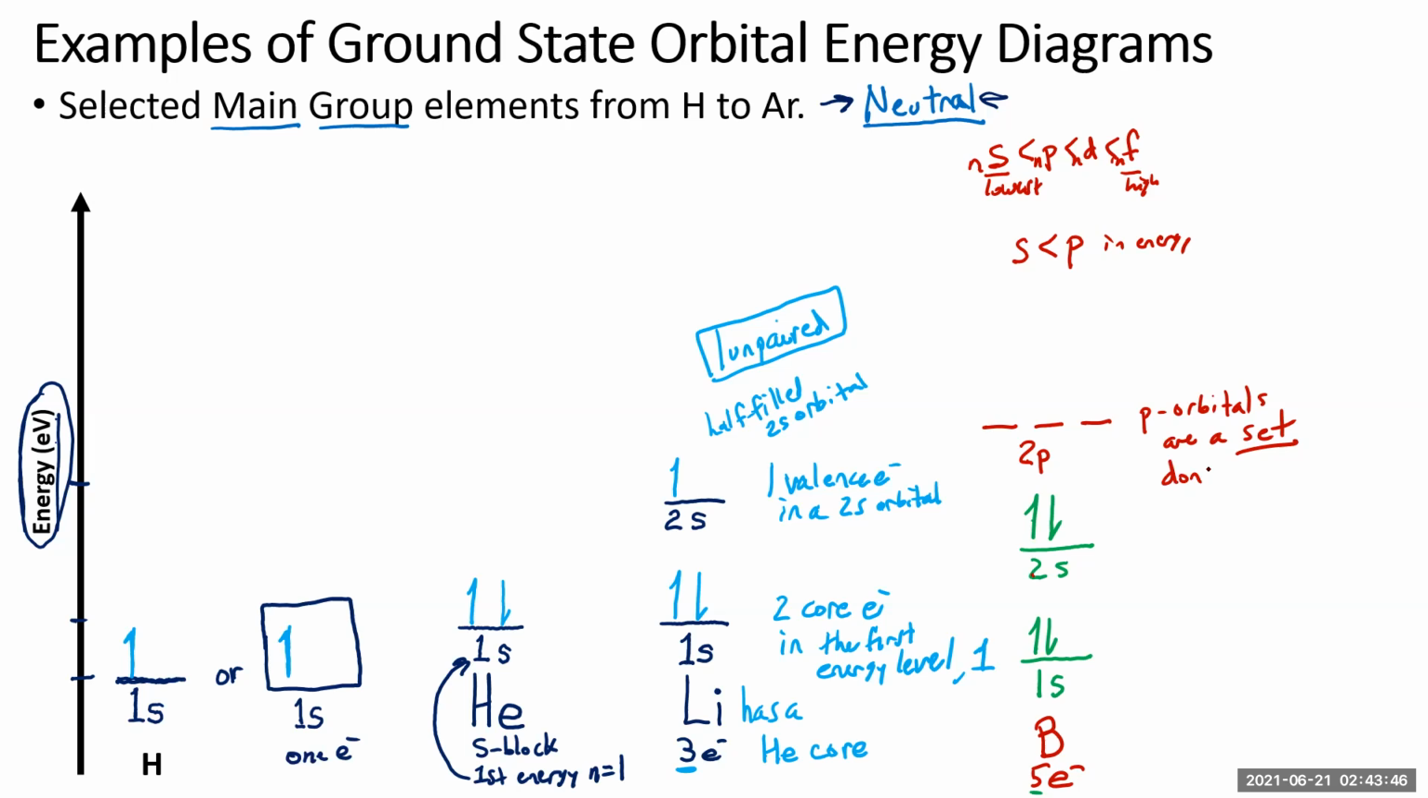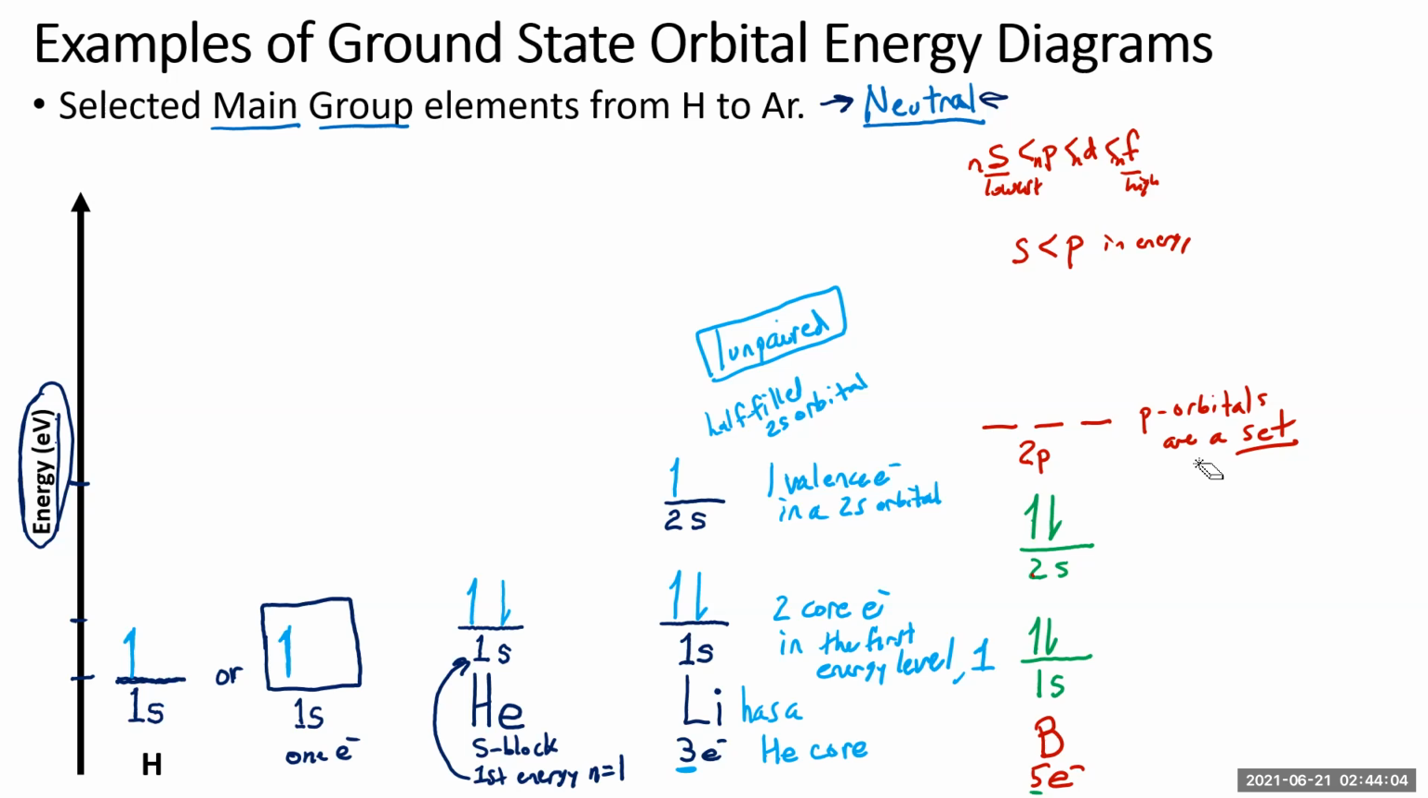Don't break them up. Always keep all three together. Don't write just one p orbital. That's never correct. Always write all three orbitals. If there's a subshell, write all the relevant orbitals for that subshell.